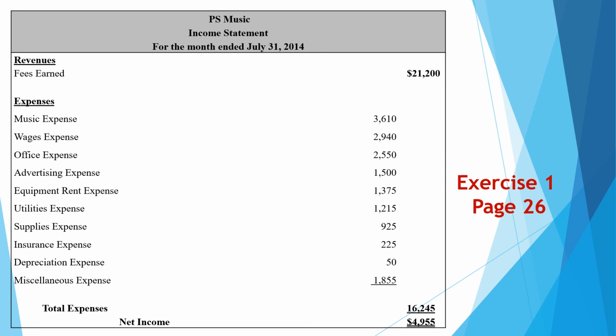After listing all the revenues and all the expenses of the company, we have to find if the company has net income or net loss during this period. In this exercise, the revenues, 21,200, exceed the expenses, which are 16,245, and that's why we have net income in this case. The net income is the difference between the revenues and expenses, so 21,200 minus 16,245, and we have net income of 4,955.